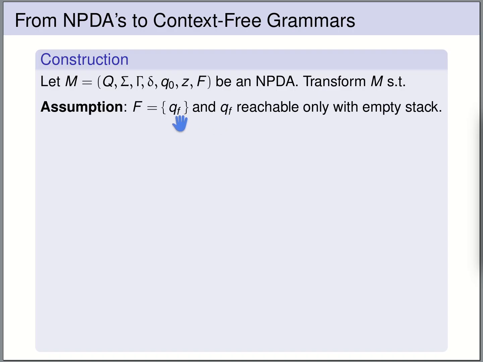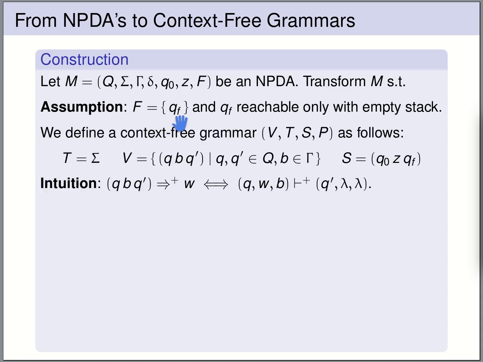So once we have such an automaton, we proceed as follows. We define a grammar. The terminal symbols of the grammar are the input letters of our automaton. The variables of our grammar are these triples. They consist of a state of the automaton, a letter from the stack alphabet, and again a state of the automaton. The starting variable of our grammar is the triple consisting of the starting state of the automaton, the initial stack start symbol, and the final state of our automaton.